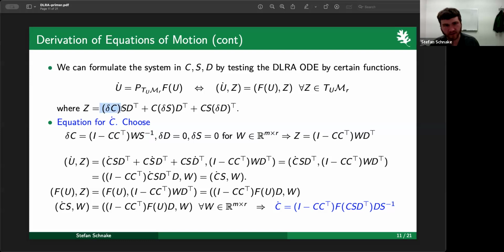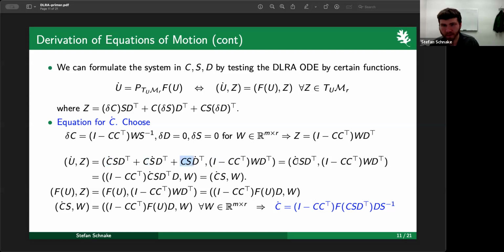If I plug that into delta C and let delta S and delta D be 0, I will get this as my test function. So this essentially, again, takes a generic M by R matrix W, it projects onto the span of D, and it projects out the span of C. And then you can follow the exact same algebraic steps. Now, again, instead of using C, I'm using the orthogonal complements. So therefore, it will preserve the C dot, and it will kill these two C's.